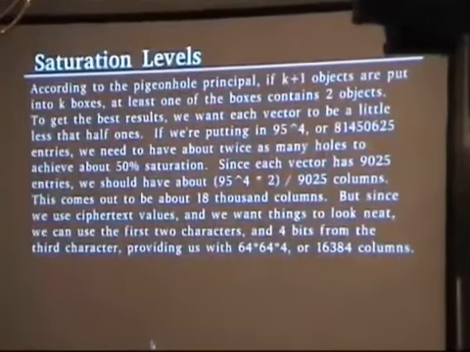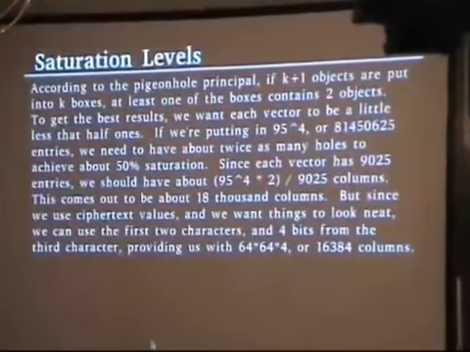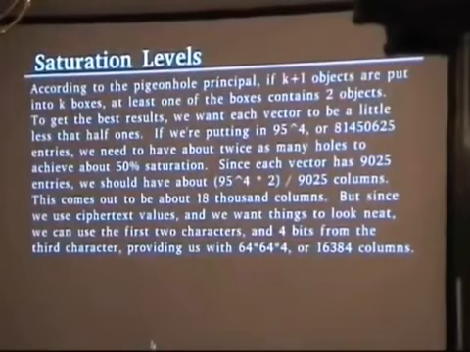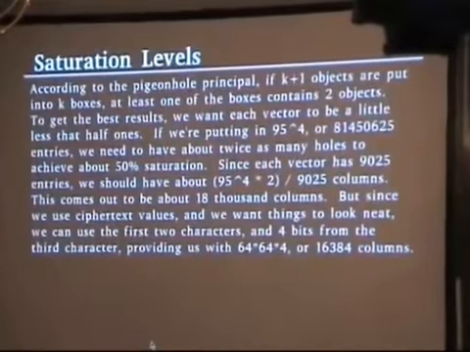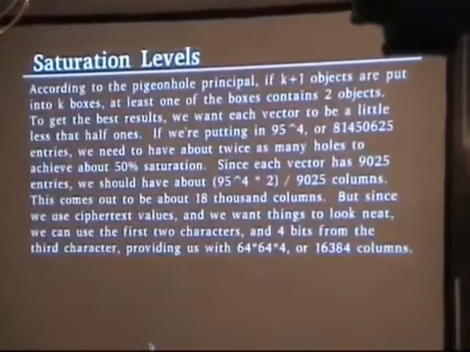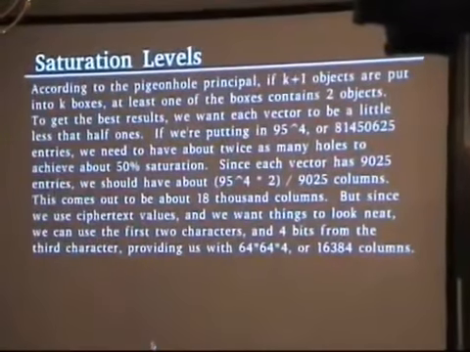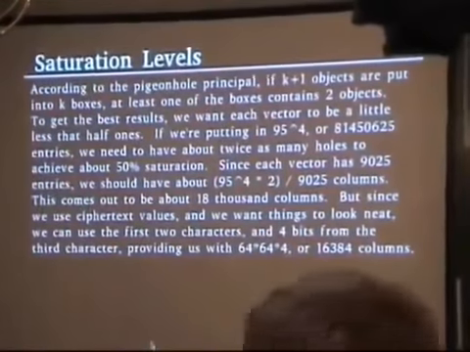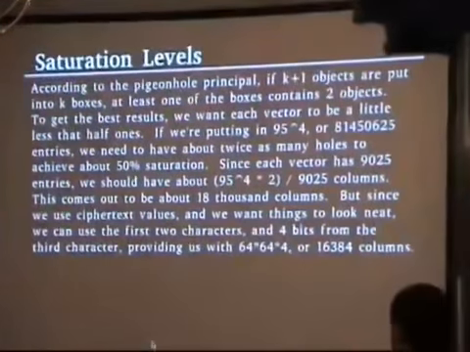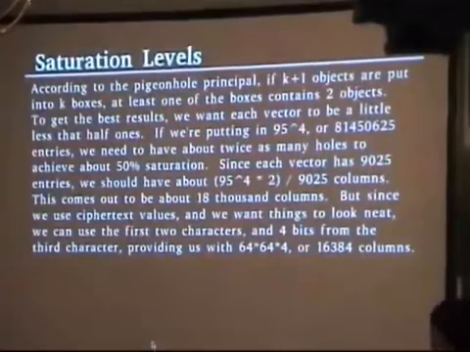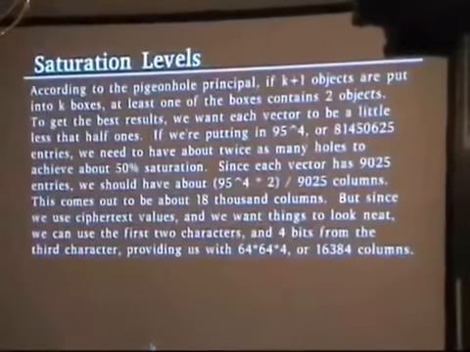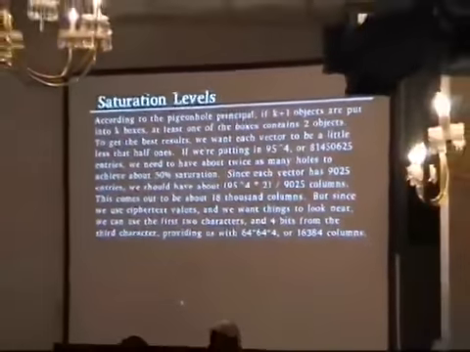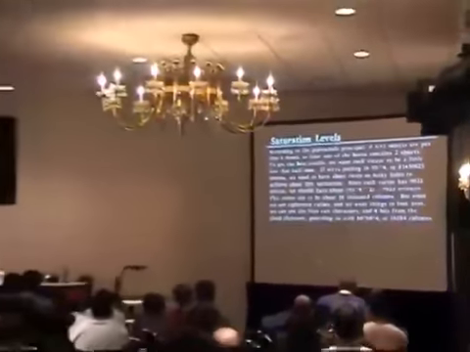So we know that we need to put in 95 to the 4 hashes. That's how many entries we need to put in, how many times we're going to be flipping a 1 on. That means we need twice as many holes as that to get about 50% saturation. So we multiply that by 2, and then we divide by the number of columns, 9,025, which is 95 squared. That's the 3 characters of ciphertext. When we size that out right, that turns out to be about 18,000 columns.